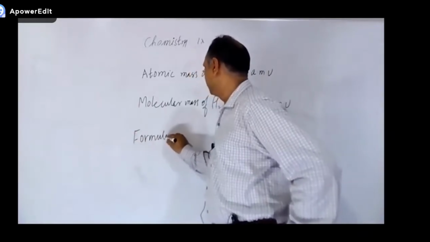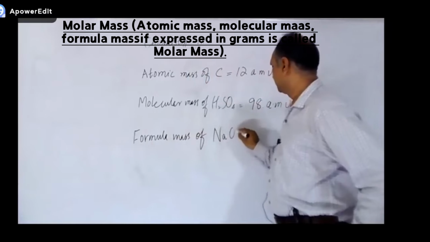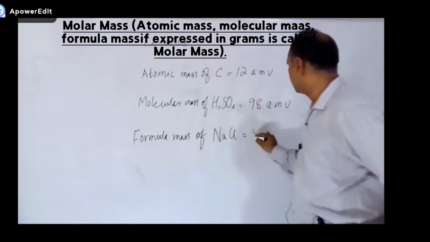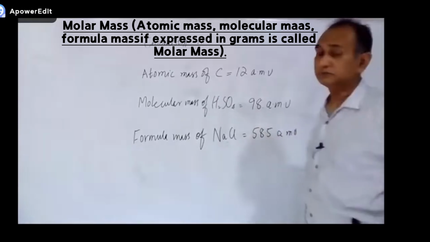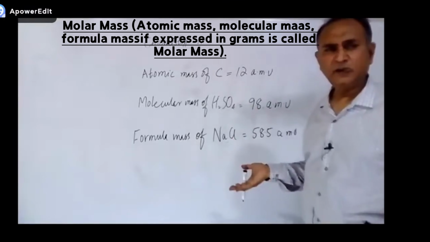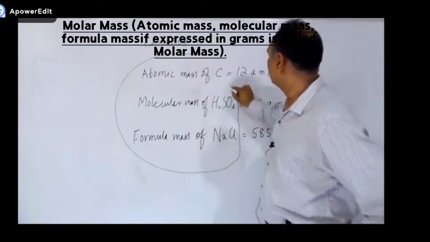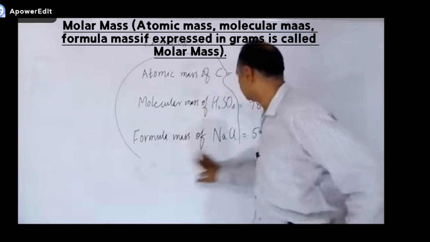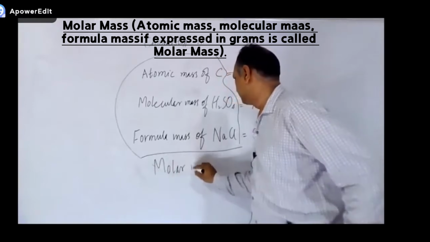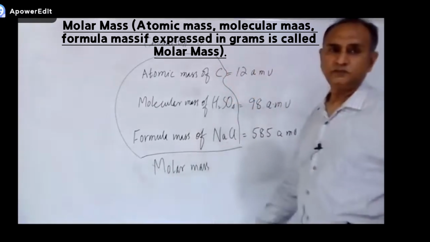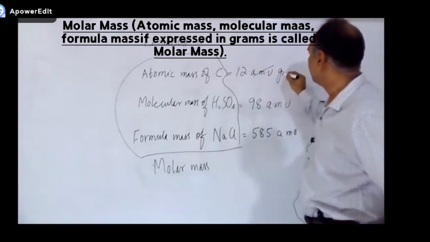Formula mass of NaCl, just add them, 58.5 AMU. Different types of masses are there. So scientists say, instead of writing so many masses, just write a term, molar mass. And write, instead of AMU, G, grams.